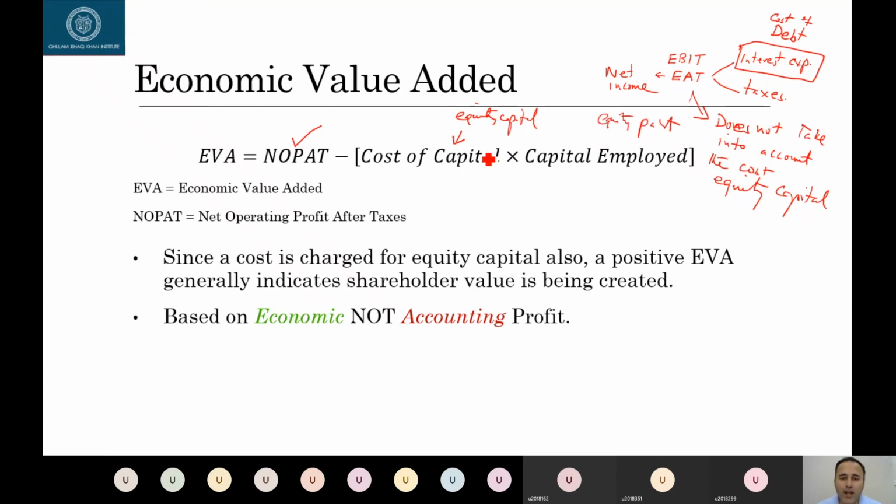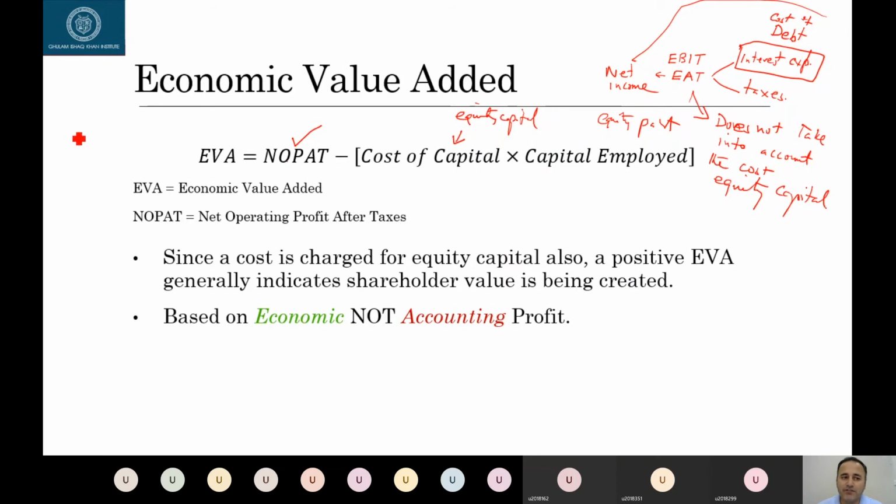Why did we take only equity capital? Because NOPAT, as I expressed here, already takes into account the cost of debt. EAT is a net income, and we have already taken out the interest expense. So the cost of debt has already been taken care of. The only cost that is not being taken care of is the cost of equity capital.